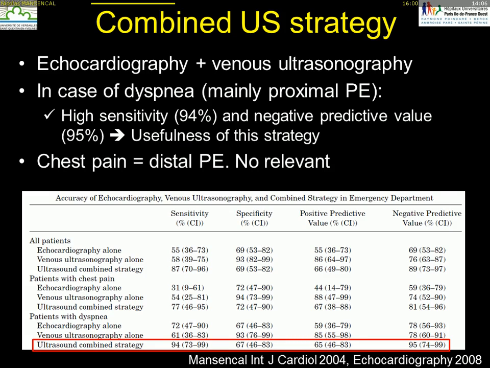We can combine this ultrasound strategy of echocardiography and venous ultrasonography. In case of acute dyspnea, reflecting a mainly proximal PE, there is a high sensitivity and a high negative predictive value, and this combined strategy is accurate for the diagnosis of PE. However, in patients presenting with a suspicion of PE and chest pain, reflecting distal pulmonary embolism, this strategy is not clinically relevant.